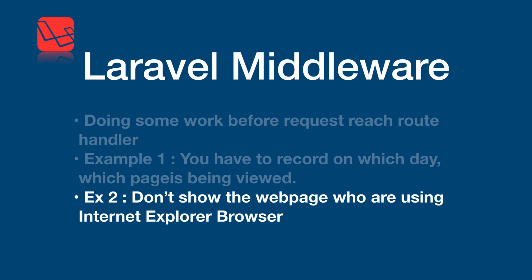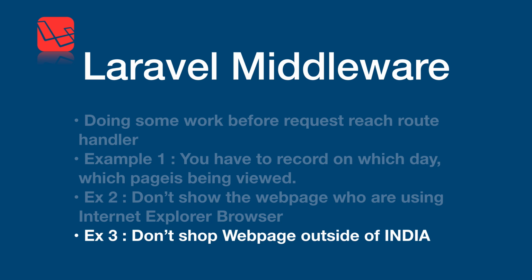The second one is, suppose your boss came to you and told you that our website doesn't work on Internet Explorer. So for those users who are using Internet Explorer, just show them a message: please upgrade your browser. In that case also, for every route you will add a middleware which will check the user's browser, and based on that it will decide whether to show the web page or show a message for upgrading their browser.